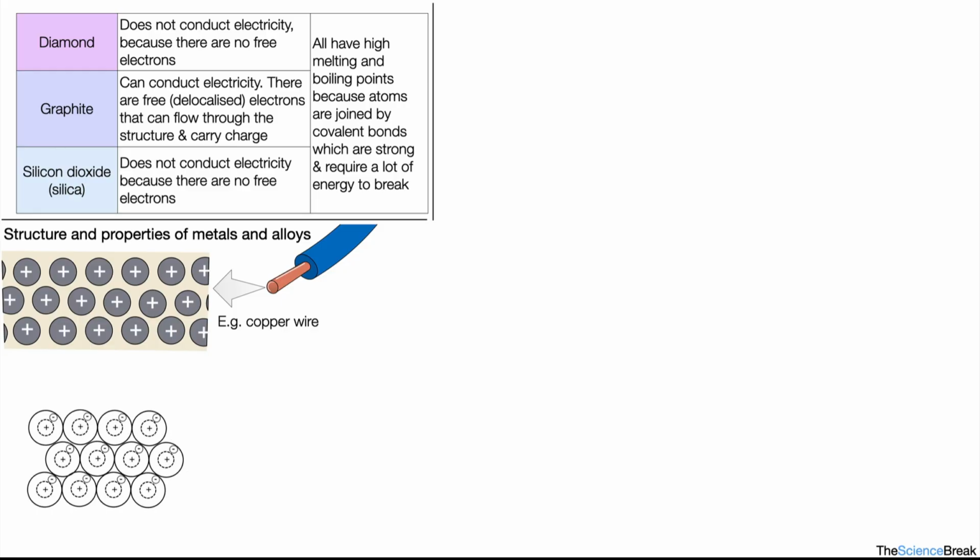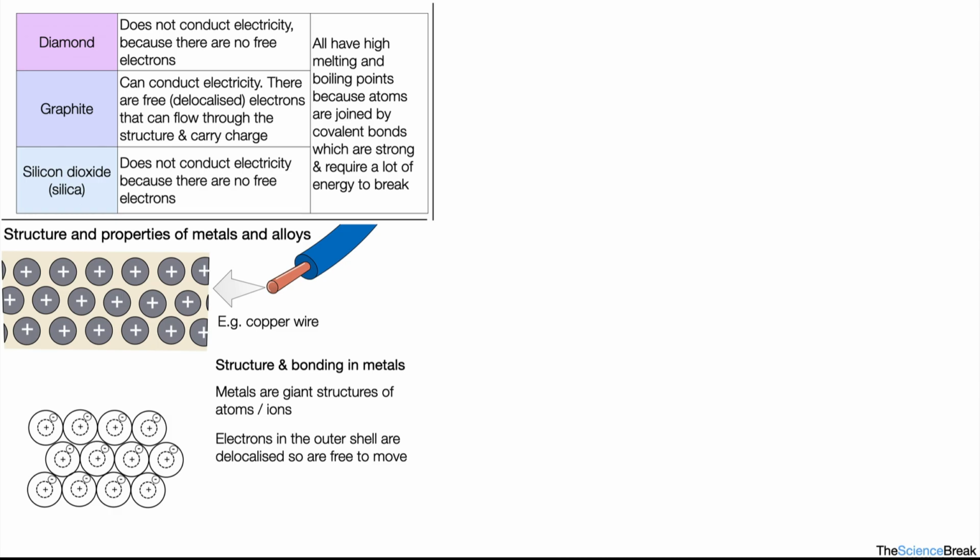This is another way of drawing the atoms in metals. The structure and bonding in metals. Metals are giant structures of atoms, or we could say ions. The electrons in the outer shell are delocalized, so are free to move. There's our delocalized atom shown by the cream kind of color in the first diagram, and as shown as electrons in the second diagram. This sea of delocalized electrons holds the metal ions together and makes strong metallic bonds.